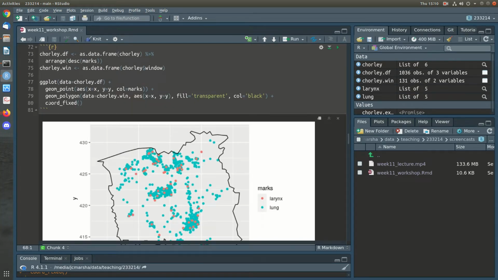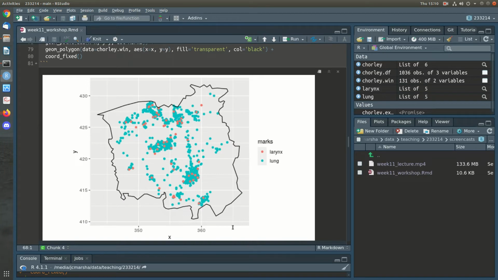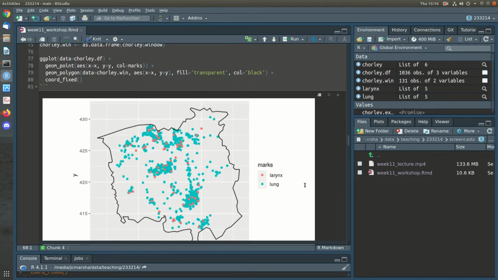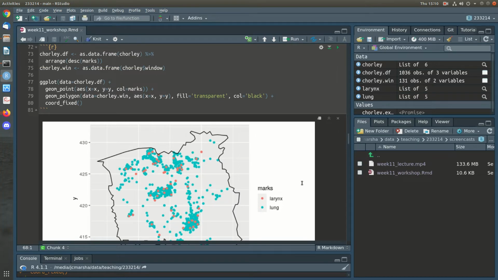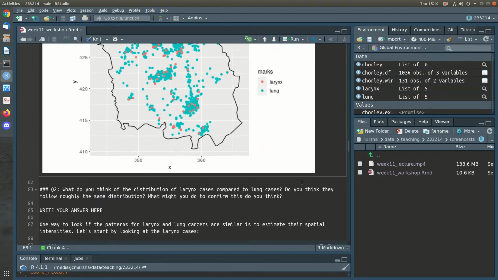The coord_fixed here is to make sure that the x and y coordinates are on the same scale. Without coord_fixed, they could be scaled separately, which of course you don't want. These are in kilometres, so we want a square scale kept, so the distances, etc., are representative. So what do you think of the distribution of larynx cases compared to lung cases? Do they roughly follow the same distribution?